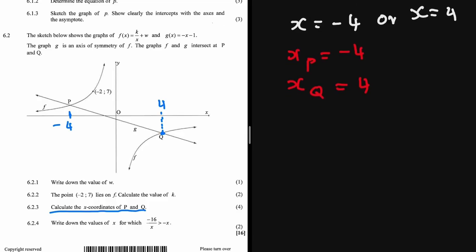So now the last question that we have, they say we must write down the values of x for which we have -16 over x greater than -x.